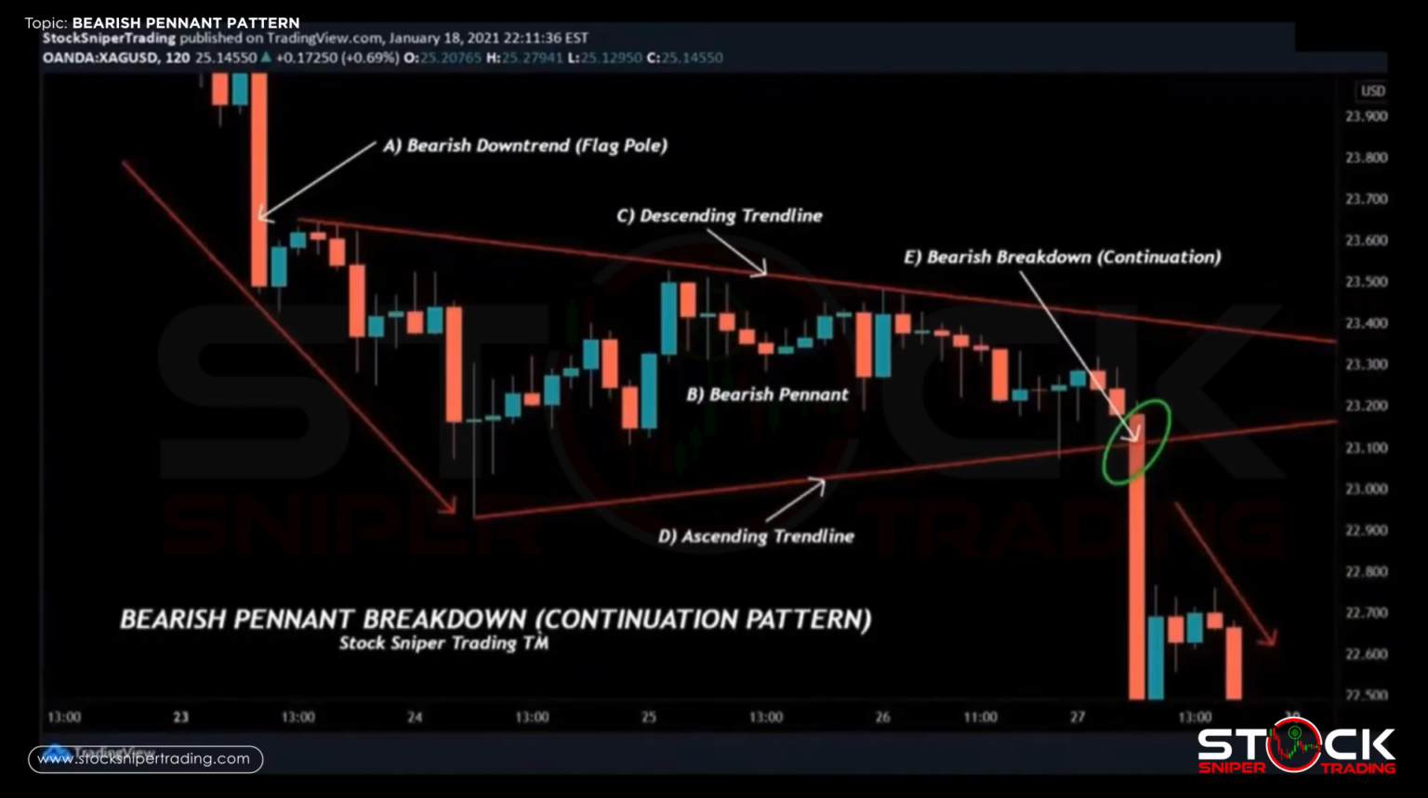B, we have an ascending trend line where we find some support and we're making higher lows on the bottom. C, we have our descending trend line where we have price action making lower highs. And then E, we have our bearish breakdown where we get our continuation to the downside. When we break our support level, we have an injection of more selling volume and we continue to the downside, making lower lows and lower highs. And this was all identified by the bearish pennant breakdown and knowing that it is a bearish continuation pattern when we break below the support line.